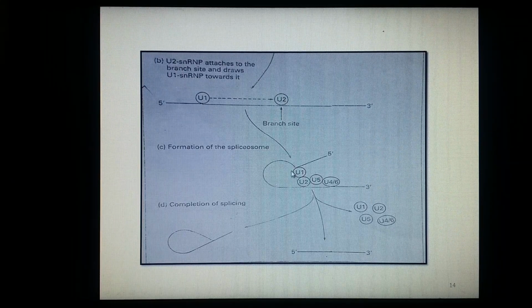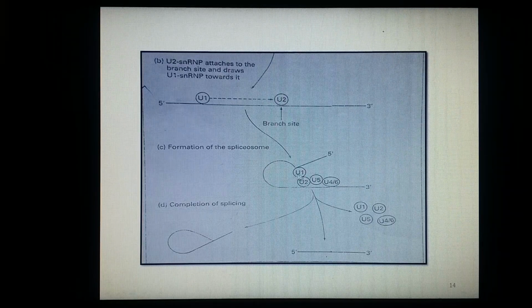Then what happens during this process: the other snRNAs, U5, U4 and U6, also attach themselves at this stage to the intron, and as a result a structure known as the spliceosome is formed. So this is the spliceosome.